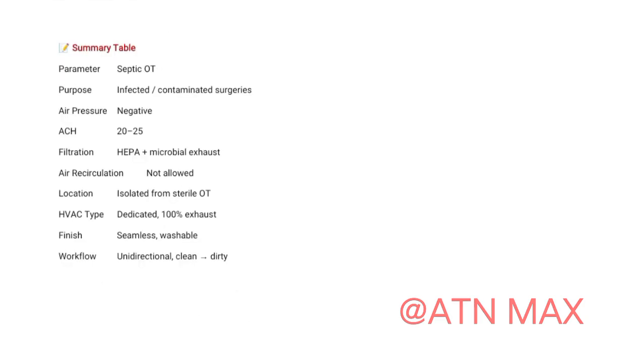Summary table. Parameter, septic OT. Purpose: infected or contaminated surgeries. Air pressure: negative. ACH: 20 to 25. Filtration: HEPA plus microbial exhaust. Air recirculation: not allowed. Location: isolated from sterile OT. HVAC type: dedicated, 100% exhaust. Finish: seamless, washable. Workflow: unidirectional, clean to dirty.